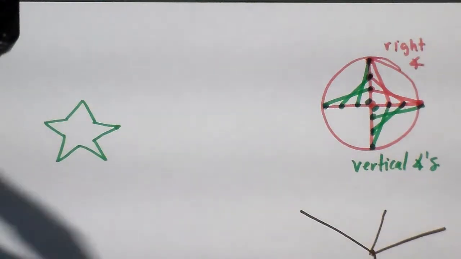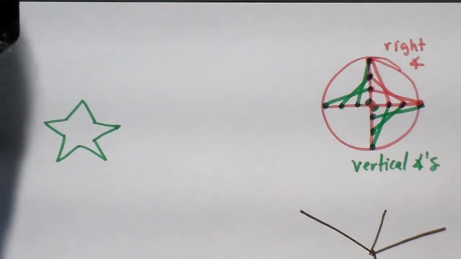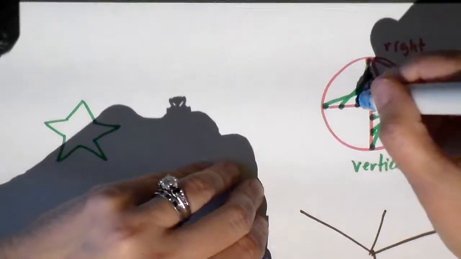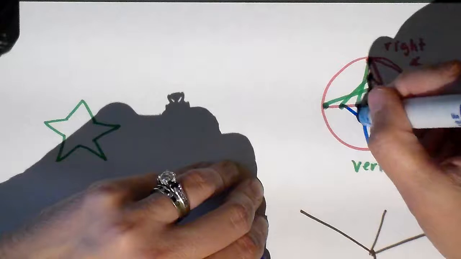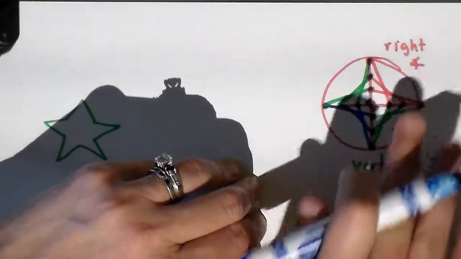So I'm drawing my sun there. Not my son like my boy. I'm drawing a sun, even though it's not yellow. And so I'm going to finish it off just so it can look pretty. Okay, so I finished off my sun. I've got vertical and right angles.